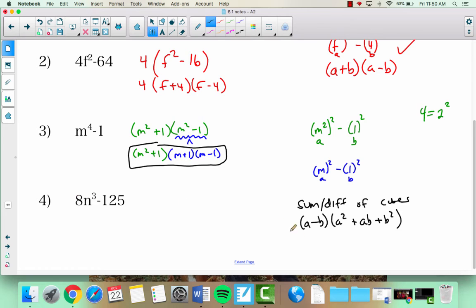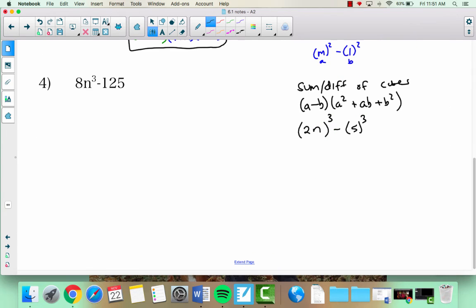The easiest way to do that is to rewrite it as cube roots. So 8 can be rewritten as 2 to the third, and n to the third can be rewritten with just an n there, and then to the power of 3. And then the 125 can be rewritten as 5 to the third. So you have to think in powers of 3 this time. That means our a value is going to be 2n, and our b value will be 5.